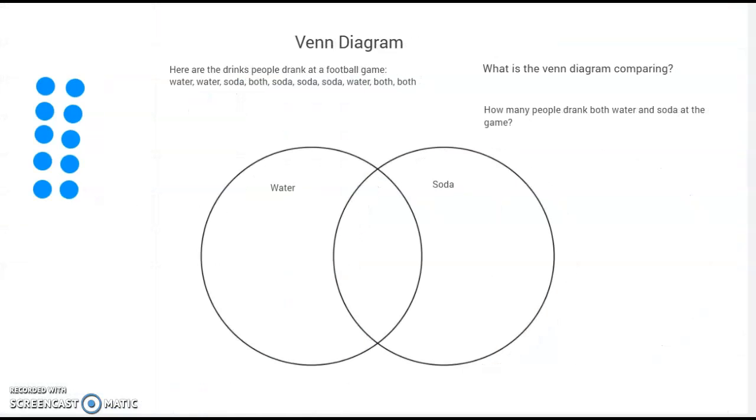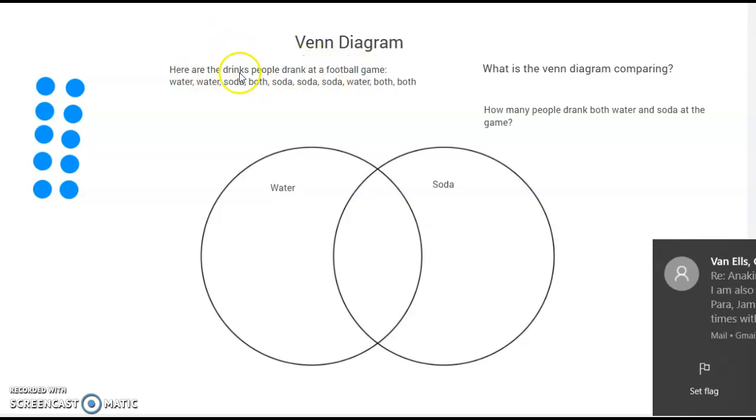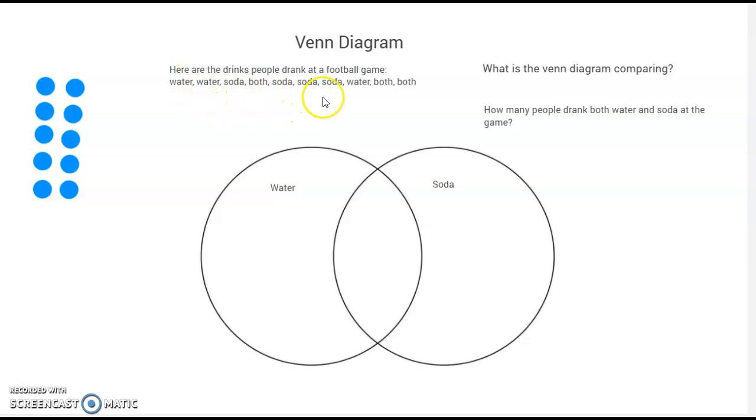On the second slide, you're doing a Venn diagram, which will also be on the quiz tomorrow. It says, here are the drinks people drink at a football game: water, water, soda, both, soda, soda, soda, water, both, and both. You're going to drag a sticky dot for each one of these.